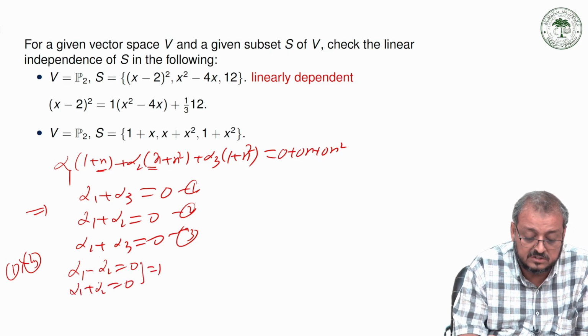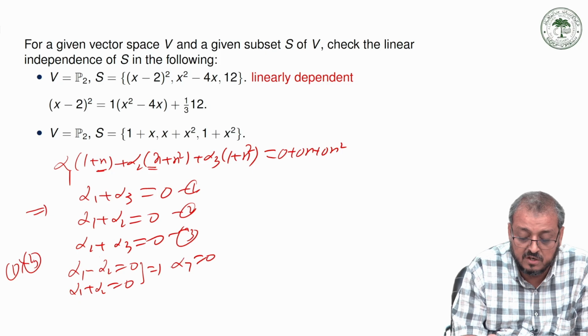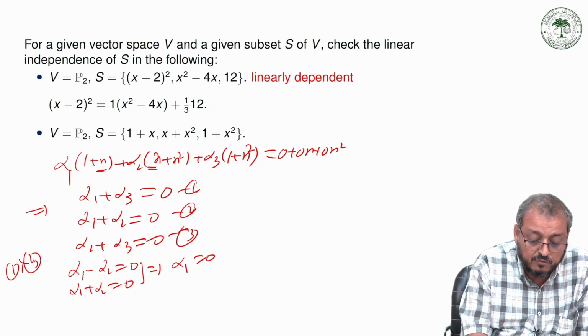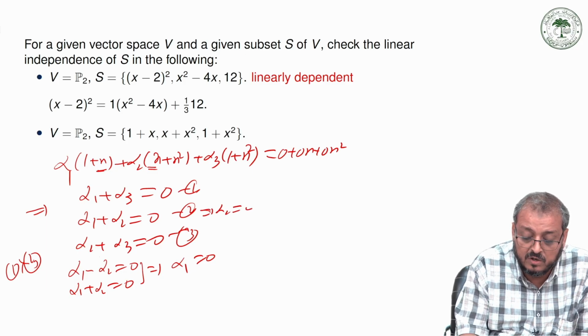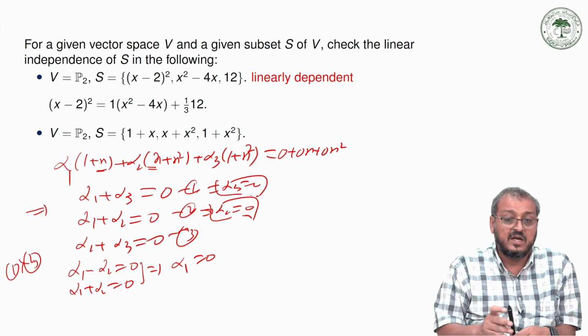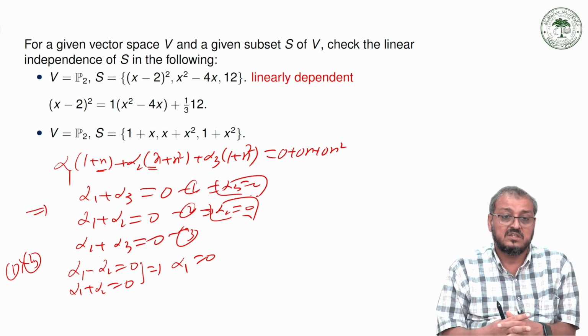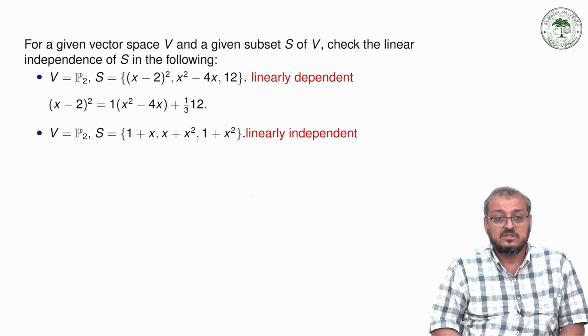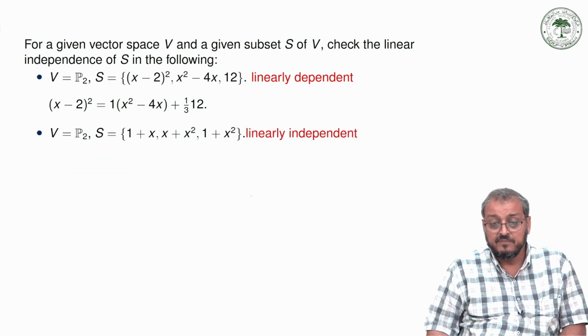This implies that adding these two, alpha 1 is equal to 0, and then from any one of them, this implies that alpha 2 is equal to 0, and this implies that alpha 3 is equal to 0. So this means that this set V is linearly independent. So this set is clearly linearly independent.